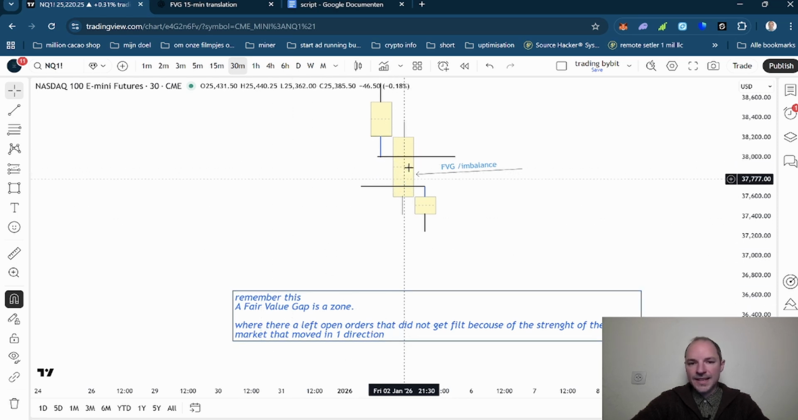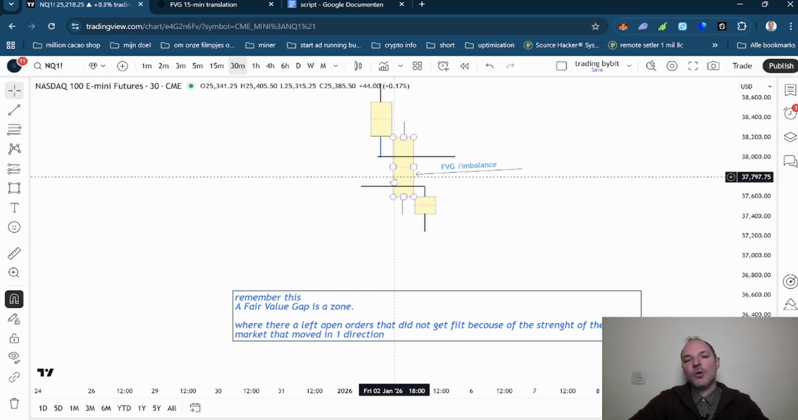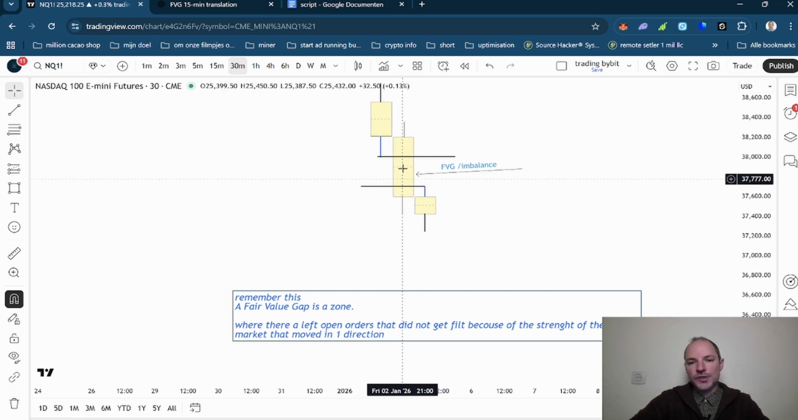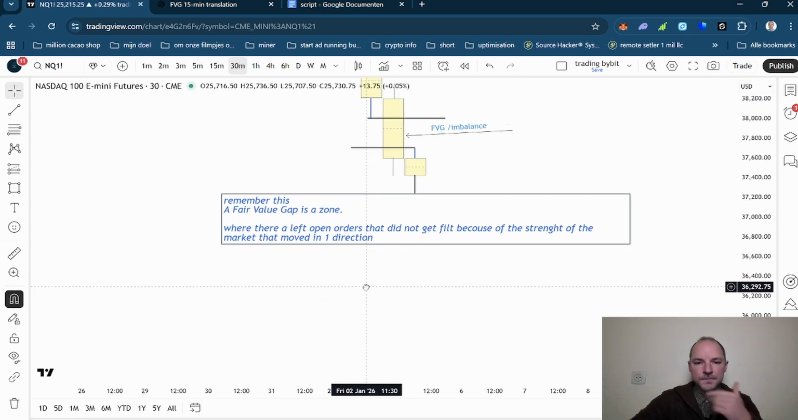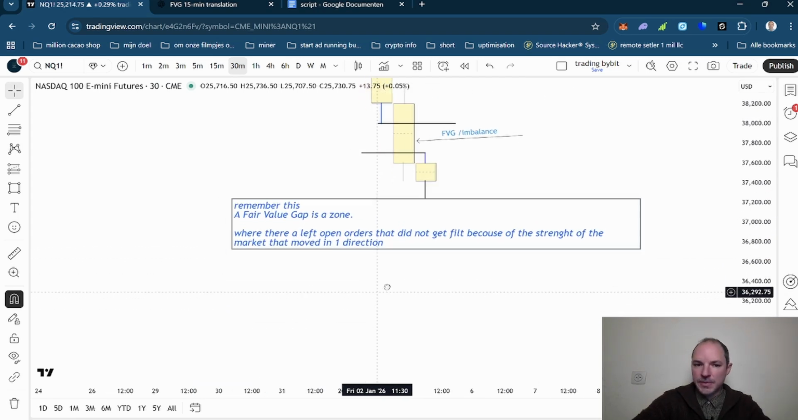What is left in this opening is open orders. That means the market is drawn back to there. People were shorting in this part too, but the order did not get filled in the order book because the market was moving so fast down, they left open orders. That's why the market comes back to get them.